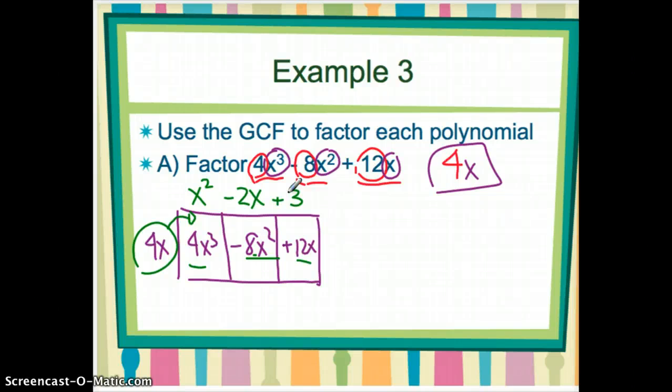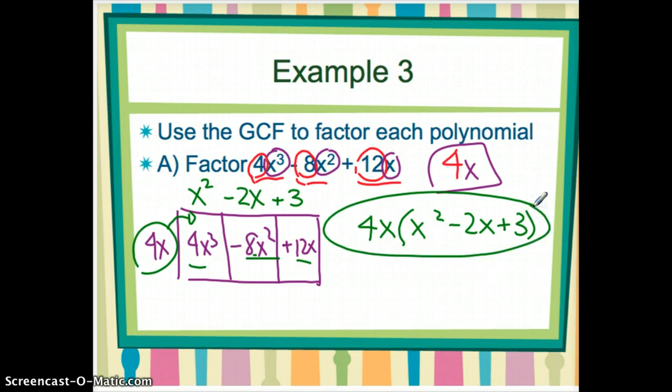That's it. When you write it in factored form, we write it as the product of the two expressions that multiply together to give me 4x cubed minus 8x squared plus 12x. So I'm writing 4x times the quantity x squared minus 2x plus 3. That should be my final answer.